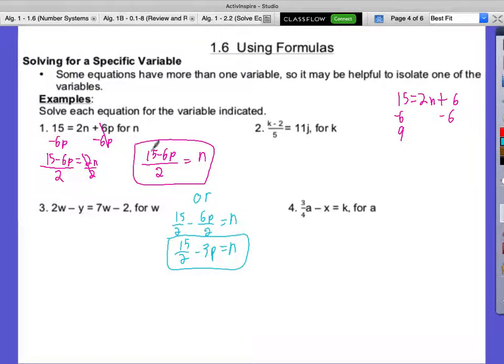Now, if 2 went into all of this, if 2 went into 15 and 6, then we could essentially factor out, so to speak, like we practiced in Algebra 1, a 2 and divide. But we can't really do that here. Yes, ma'am?